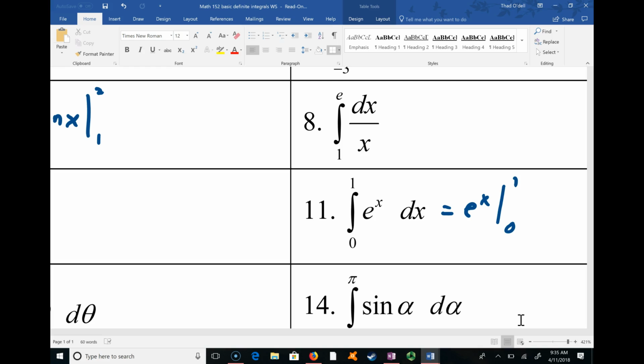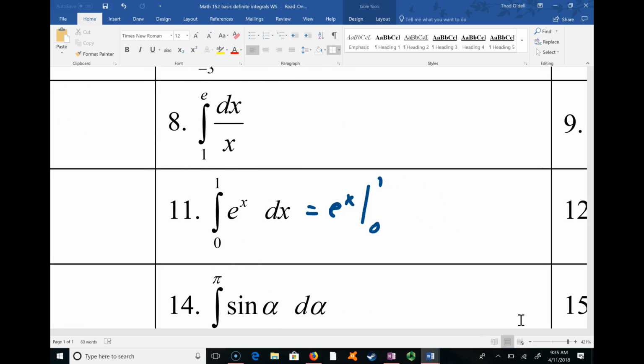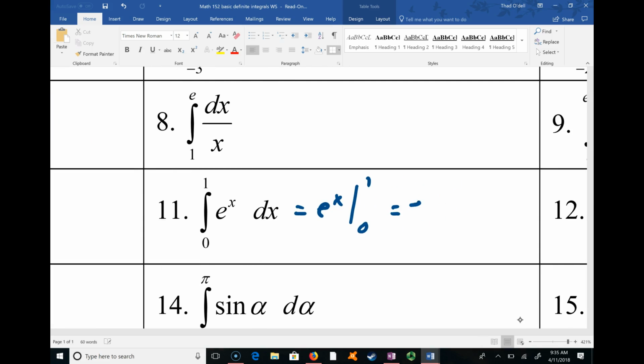Okay? Of course, I'm not finishing these. To finish this, you go e to the first minus e to the 0, right? What's e to the 0? 1. So this would be e minus 1, wouldn't it?